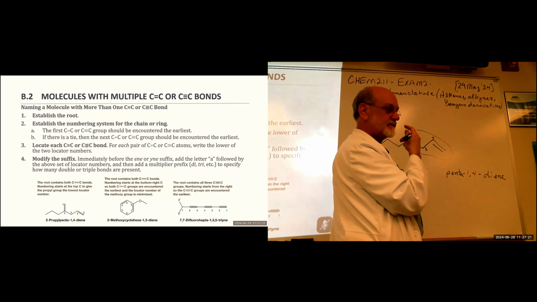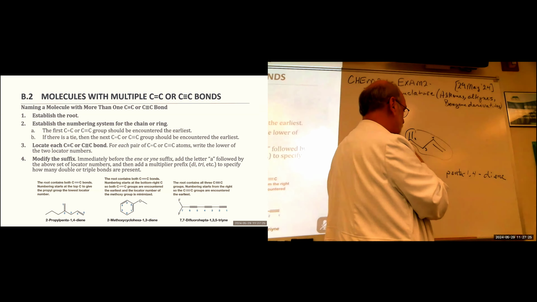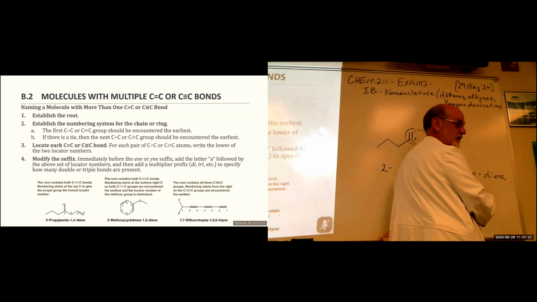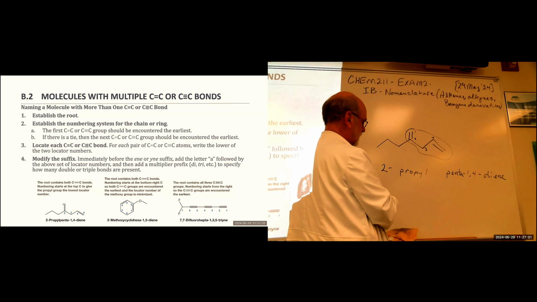So why is it pentane, not pentyl? Because it's the parent, it's the root. Pentyl is a side group or an attached group. Okay. Yeah.